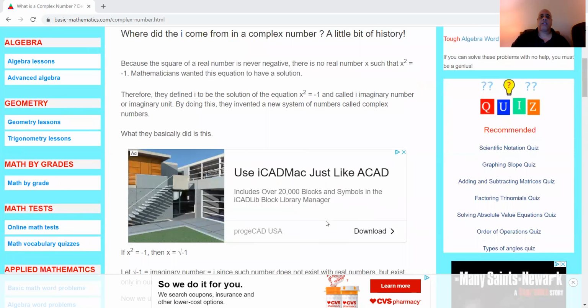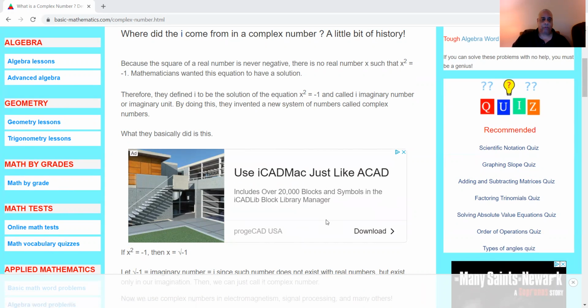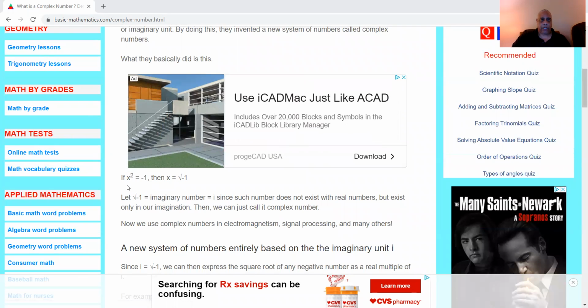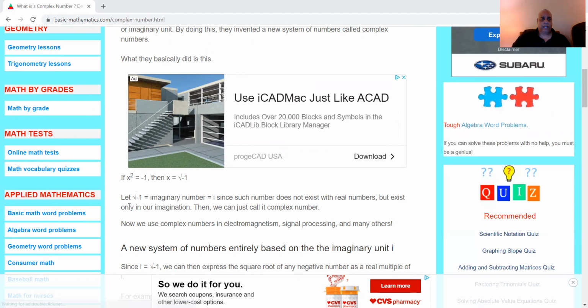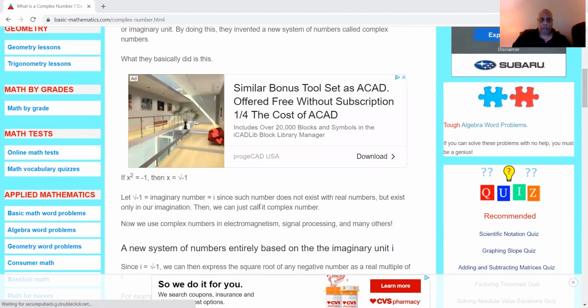Now, you generally see a lot of these complex numbers in circuitry. If you're doing civil engineering, you see a lot of them in algebra. And you look at it right here. If x squared equals negative 1, then what does x equal? x equals the square root of negative 1. So you let the square root of negative 1 equal the imaginary number, which equals i, such that the number does not exist with real numbers, but exists only in our imagination. Then we can call it a complex number.